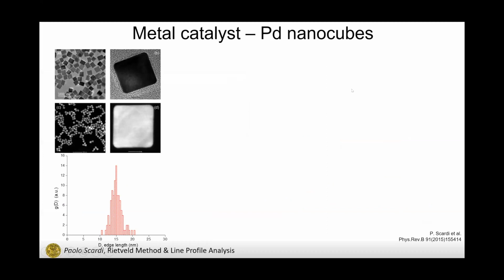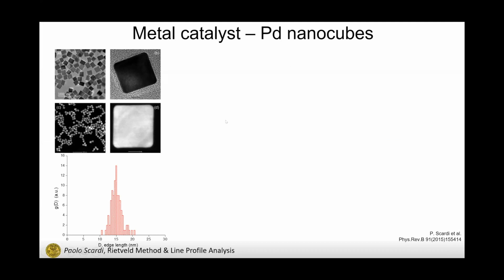Now, let me show you the last example, which would actually be much longer than I will show you, so please refer to this article and the following ones for details. This concerns cubic-shaped palladium nanocrystals, which are used for metal catalysts. The distribution of dimensions, as you see, the edge of the cube is rather narrow.